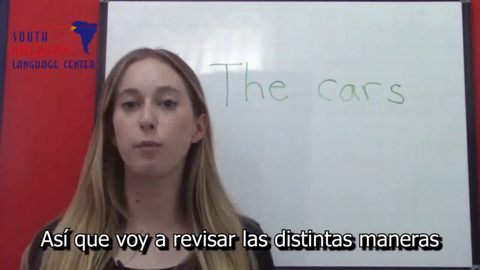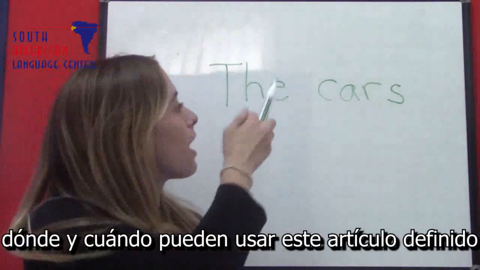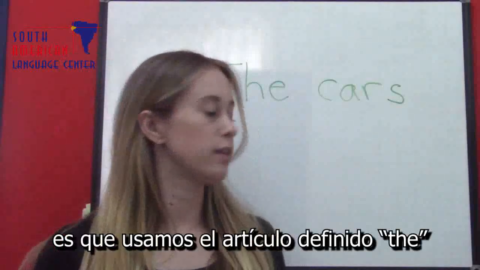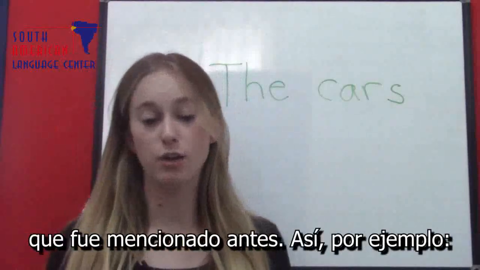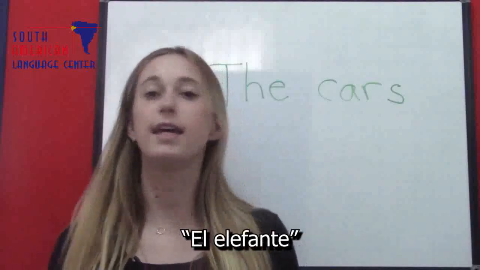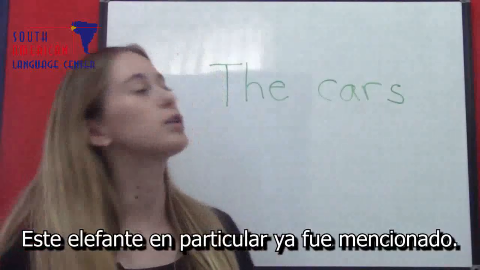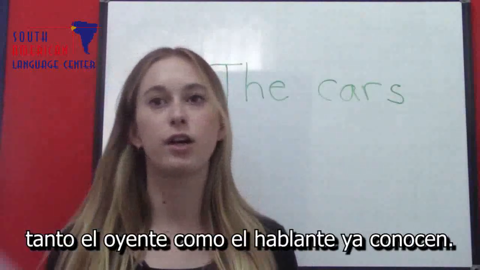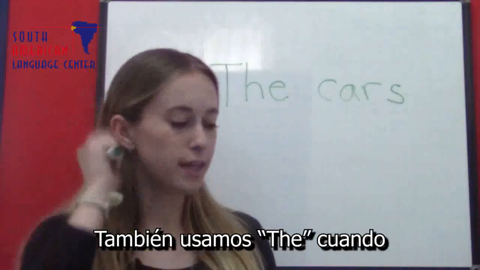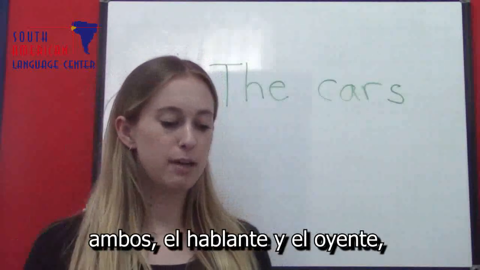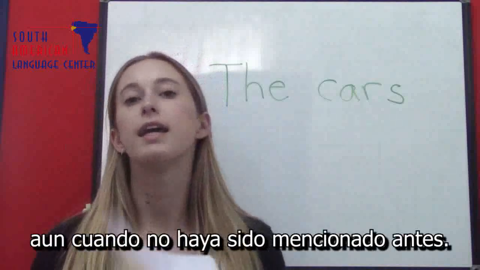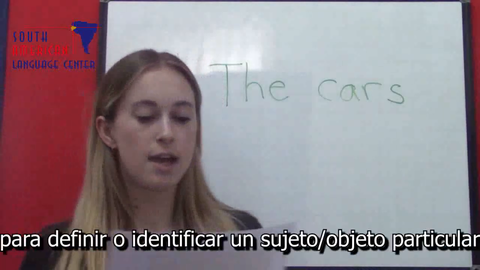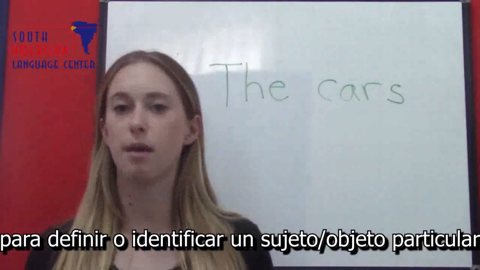So I'm going to go through all the different ways when you use this exact definite article. The first, most common way is that we use the definite article the to refer to something that was already mentioned before. So for example, the elephant. This elephant in particular was already mentioned. It's a specific elephant that the listener and the speaker are already aware of. We also use the when both the speaker and the listener know what they are talking about, even if it wasn't mentioned before. We also use the in some sentences to define or identify a particular subject or object.